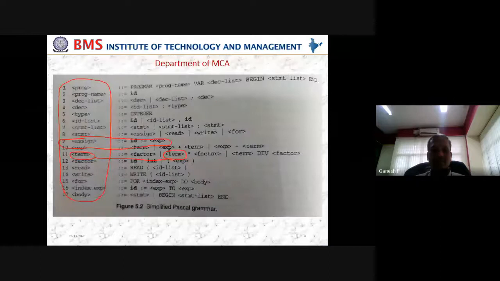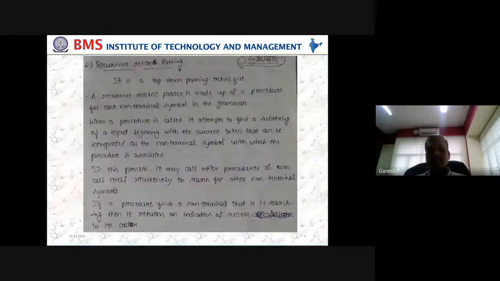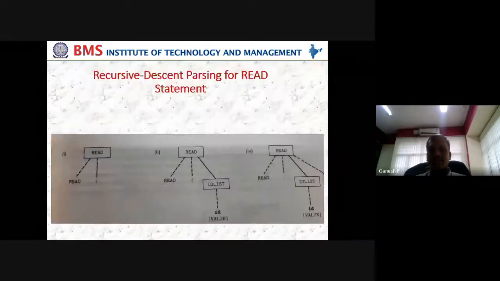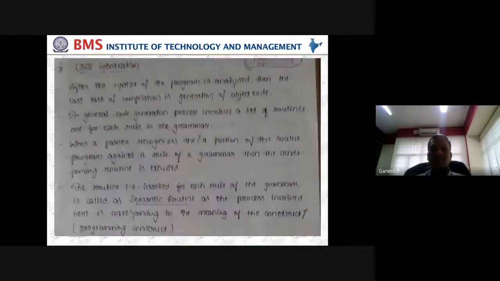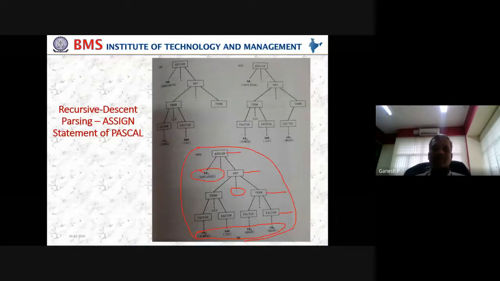So this is the grammar. For this grammar, various methods have been observed, but the result is going to be the same in all the cases. Maybe the process internally is going to differ. So this is how syntax analysis is carried out. This concludes our second stage of the compilation process.